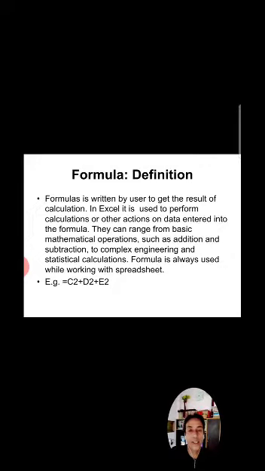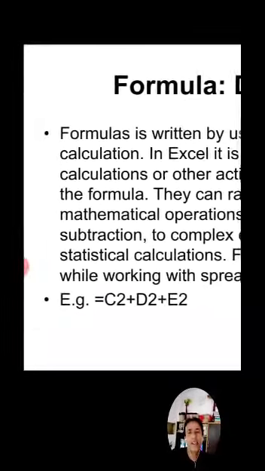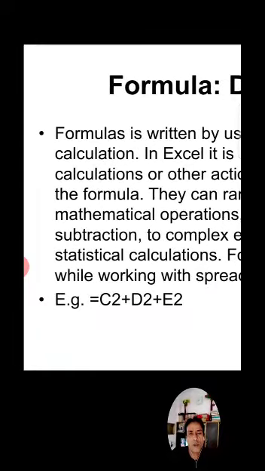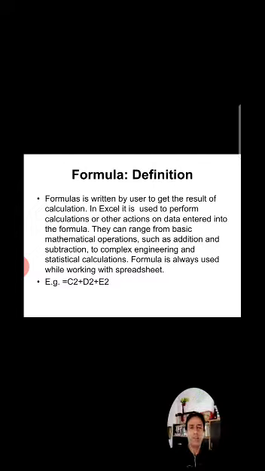A formula is written by the user. It is written for small calculations. A formula is not identified by any name. It looks simple and it is used for a simple task. For example, a formula is equals to C2 plus D2 plus E2. Wherever we put this in our Excel sheet, it will add the content of C2, D2 and E2. So it is a small example of a formula.